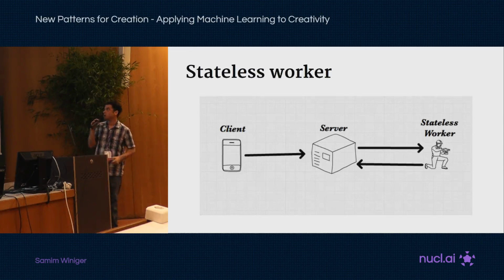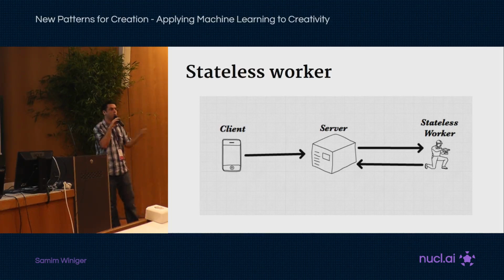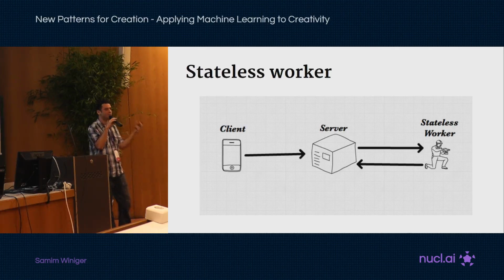How did it work? We have this client here, and we have the server, which now has no logic at all. No gaming logic, basically. It's just a broker between the client and the stateless worker. The stateless worker has the AI, which is also on the client, and it will run this through. Okay?